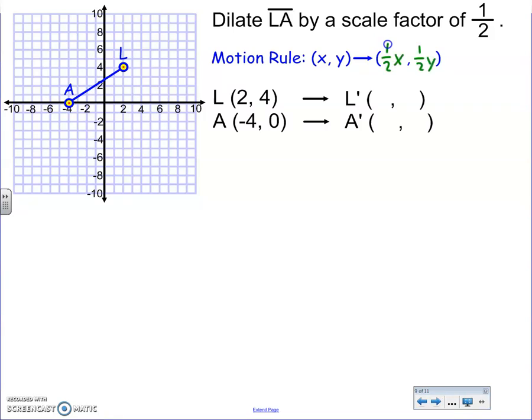So LA, well, L is at 2, 4. If I do 2 times 1/2, I get, let me use red, I get 1. If I do 4 times 1/2, half of 4 is 2. For A, half of -4 is -2, half of 0 is still 0. If I plot these two, look what happens. L prime is at +1, +2 right here. L prime, and then A is at -2, 0. That's A prime.